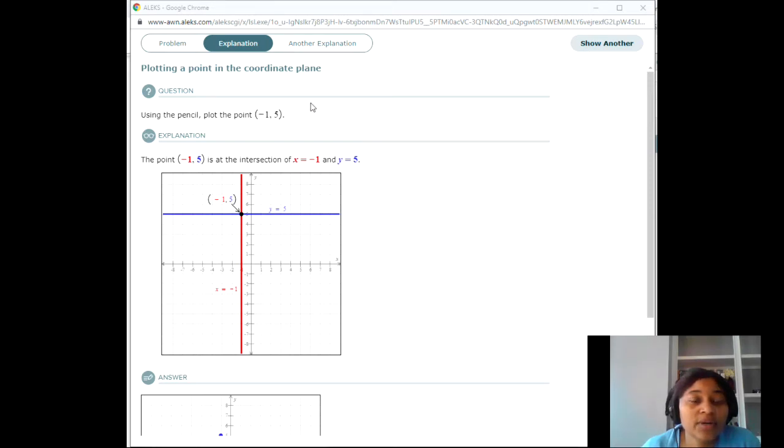Before we get started, I want to let you know that the horizontal line is the line going straight across. The line that's going up and down is the vertical line. So this is the horizontal and this is the vertical.